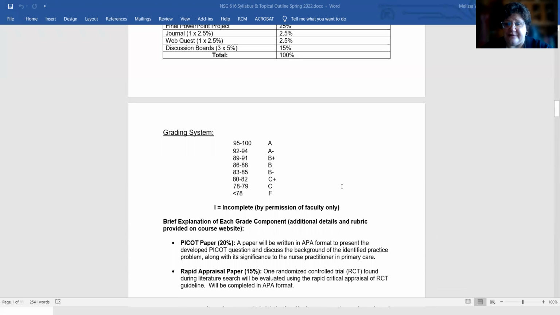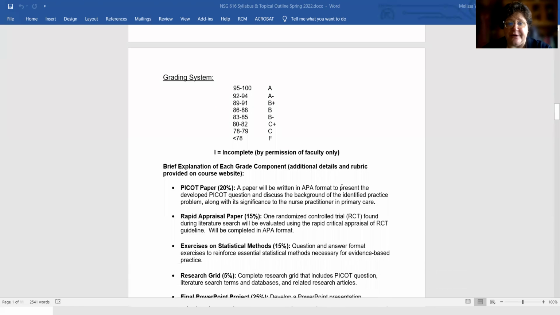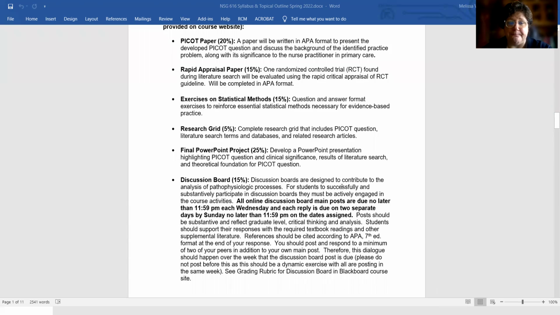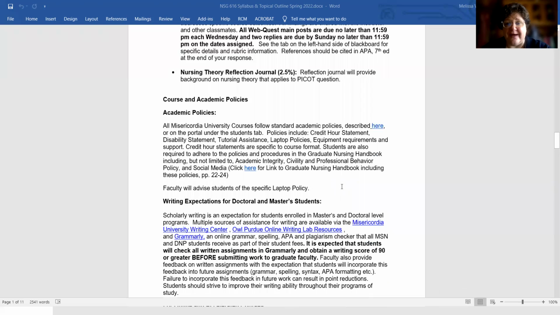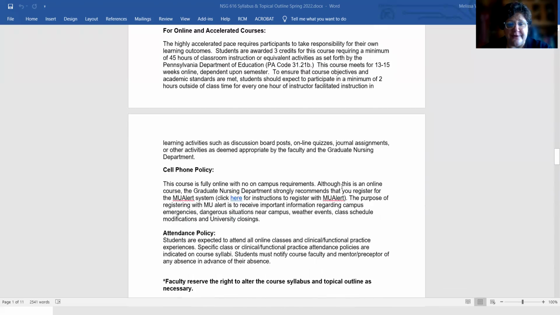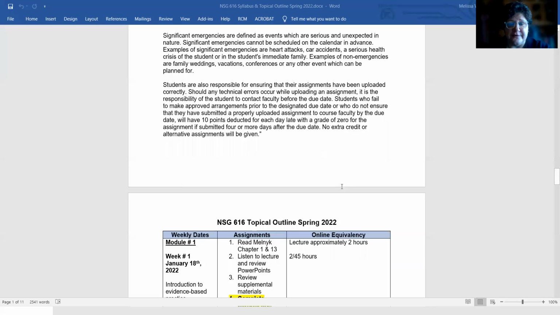The grading system is the same as it is for all your other courses. And then there are some brief explanations of each component. These academic policies, again, you can read through them at your leisure. I want to get to the topical outline.